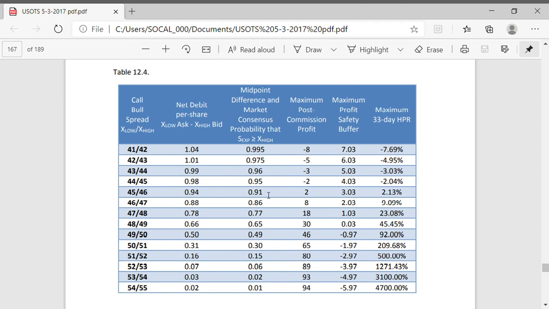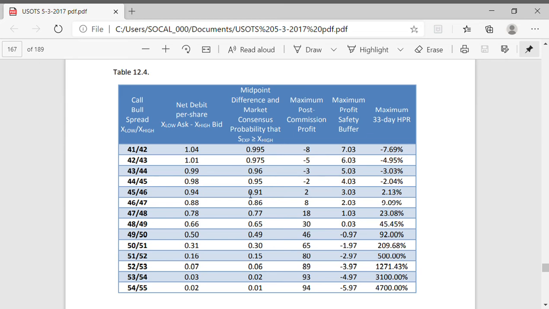Notice, because of the existence of bid-ask spreads, we could be required to pay as much as 94 cents to get something that has a probability of winning of 91 cents. That's big, and you don't want your odds reduced like that, okay?